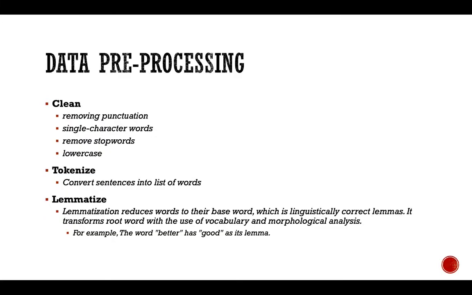During pre-processing, the data will be cleaned, tokenized, and lemmatized. During cleaning, punctuation marks, single character words, and stop words are removed, and the words are lowercased. During tokenization, each sentence is converted into a list of words. During lemmatization, each word is reduced to its base word. For example, the word better has good as its lemma.